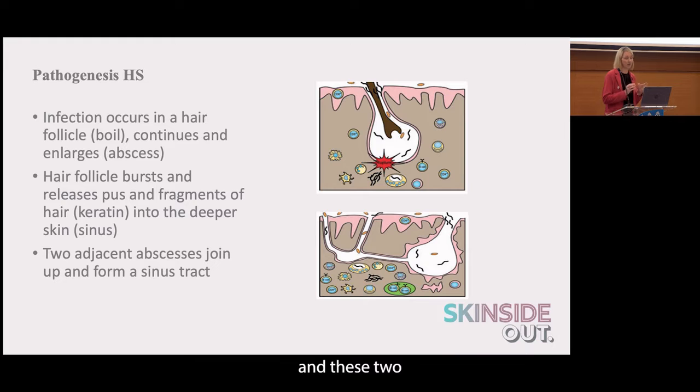Two adjacent abscesses join up and form a sinus tract. The release of the pus and pieces of keratin causes the immune system in the skin to be activated. And it's this activation of the immune system that can lead to repeated inflammation. And this is the cycle of your HS.